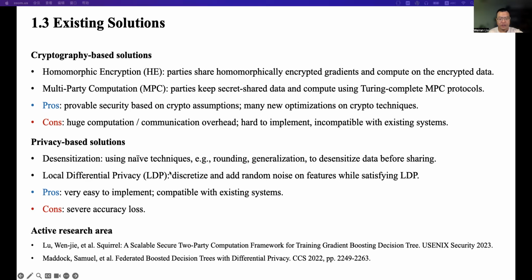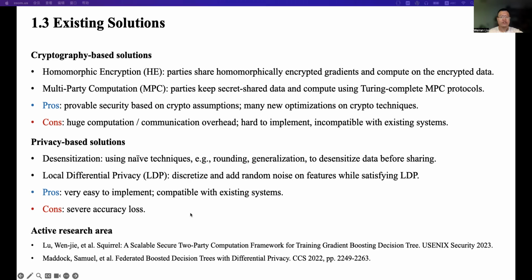For privacy-based solutions, someone may use naive desensitization techniques such as rounding or generalization to desensitize data before sharing. However, such approaches do not have provable privacy guarantees. Others may discretize and add random noises to features while satisfying local privacy. The pros are that they are straightforward to implement and compatible with existing systems. The cons are that they suffer from severe accuracy loss.